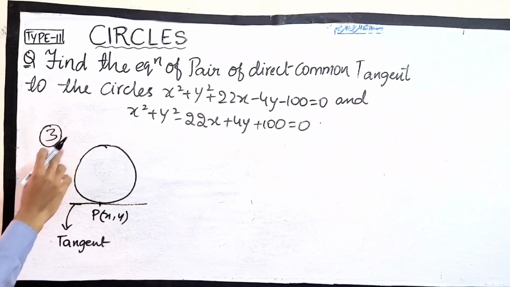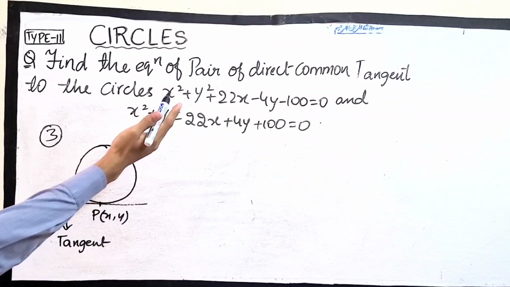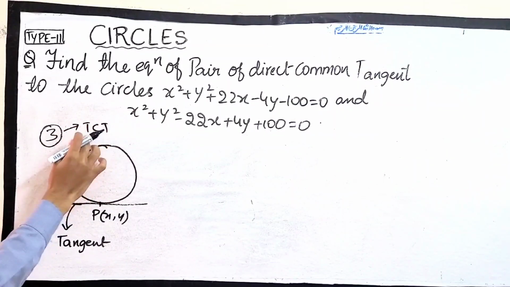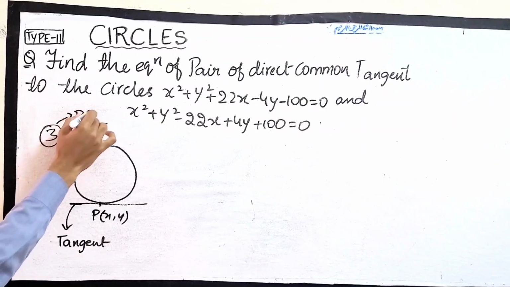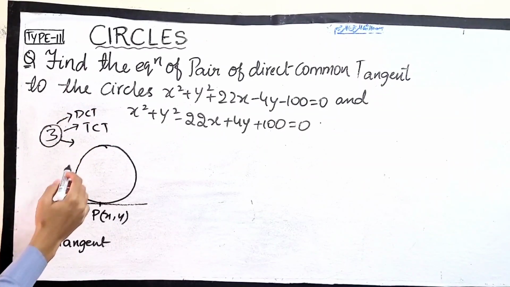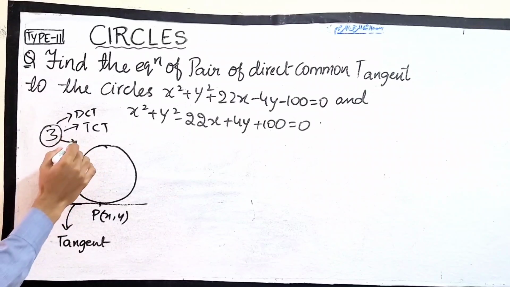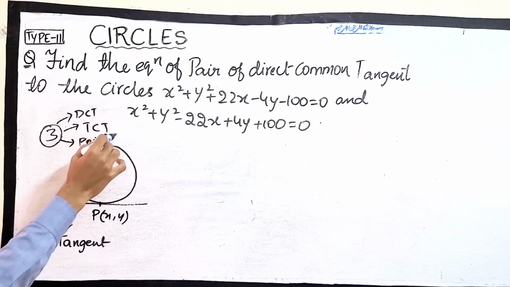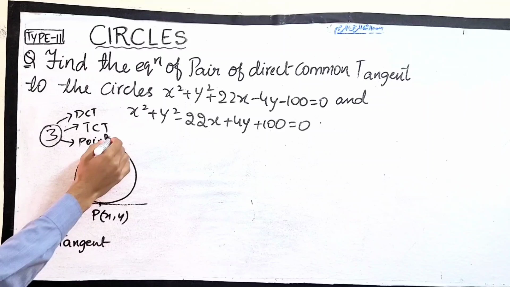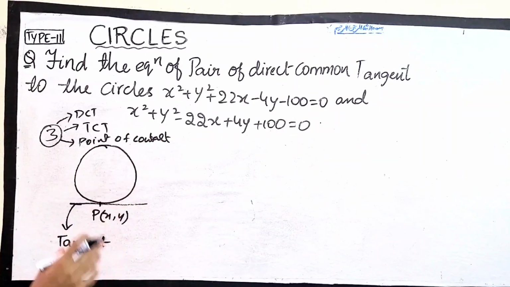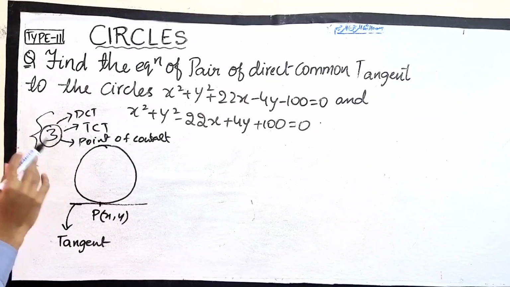How many ways? 3 different ways. In the first way it will ask directly to find the direct common tangents, and in the second way it will ask to find the transverse common tangent, right? In another way it can ask to show that the circles are touching each other, or to find the common tangent and the point of contact. The procedure will be the same. So let us solve one question which covers these 3 models of question in one.